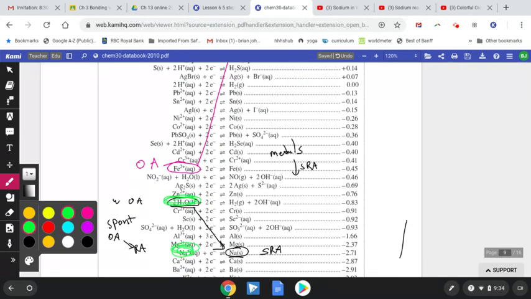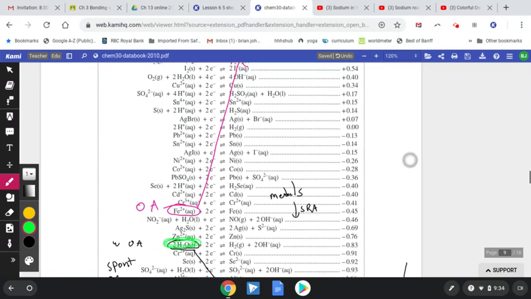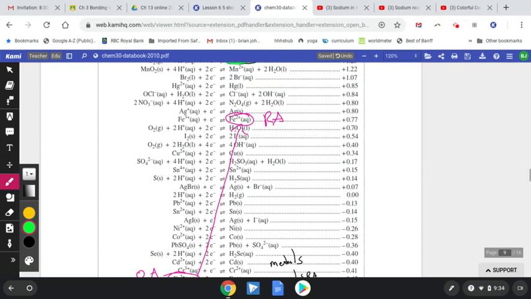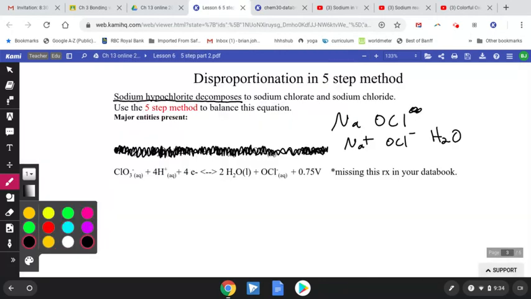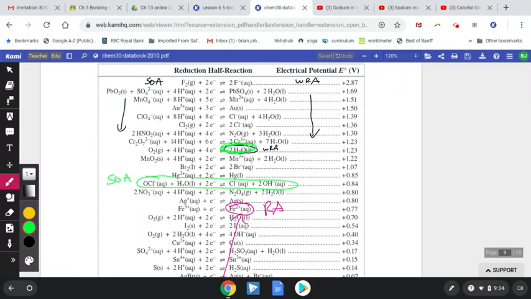So right now all we have is water, but we also have OCl minus. There it is. So that's definitely our strongest oxidizing agent. That's fairly strong. It's like 10 from the top. Now, you are missing a reaction, and the reaction that you're missing, I've given you in your notes. It's this guy. So this is also OCl minus as a reducing agent, and you can write it in your data book. It fits at 0.75. So it fits right here.